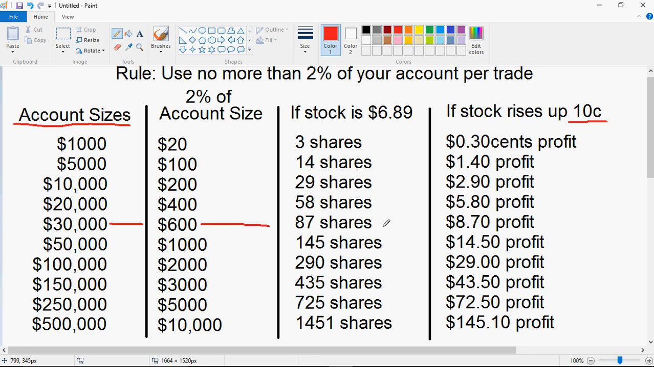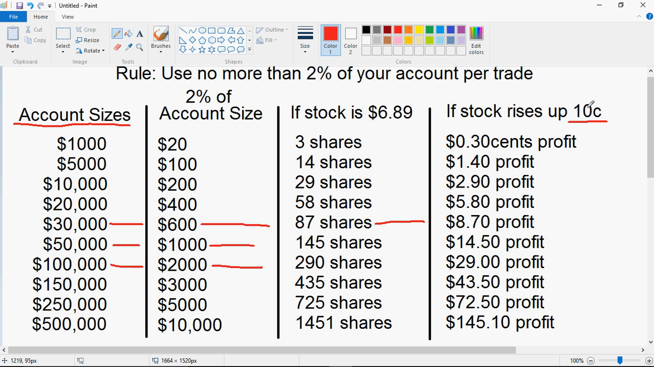This here will be $100. I round this off to $100. If it rose up a dollar, this would be $100. This would be $140. This would be $290. So you see, you could make some good dough with this amount of money right here. $30,000, $50,000, $100,000. Anywhere in this range, you can make some good dough.